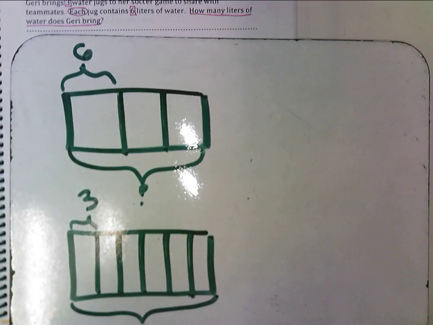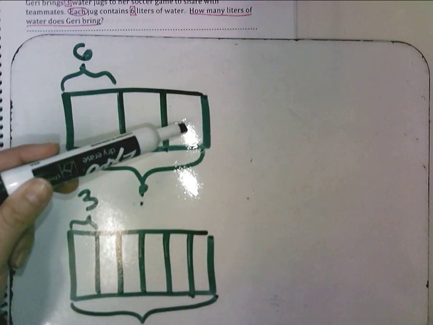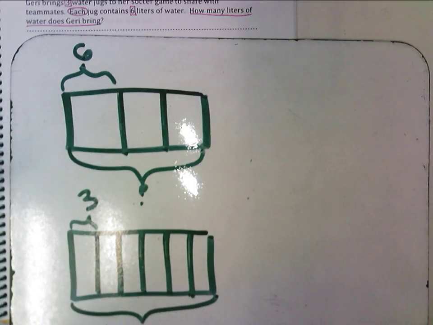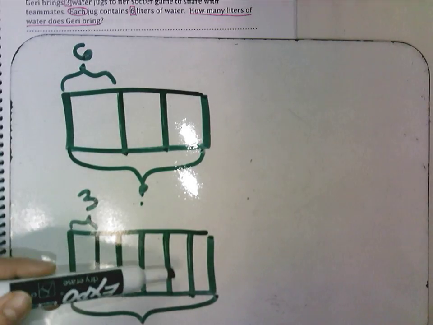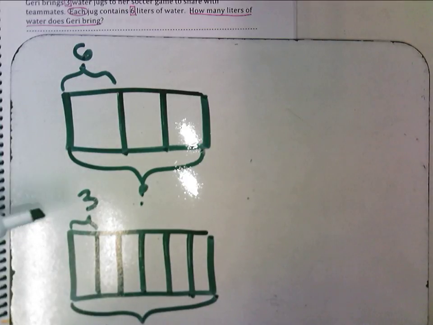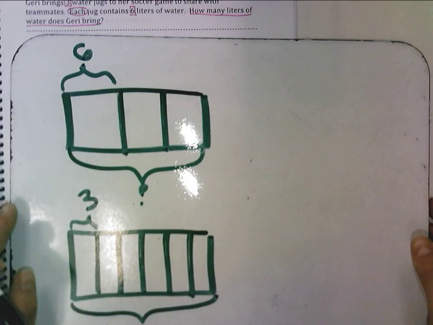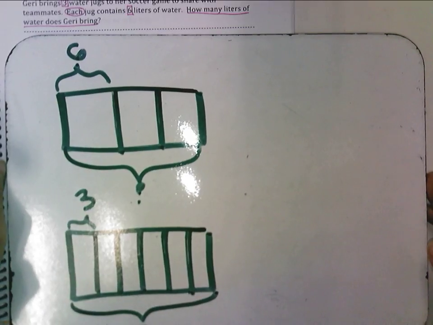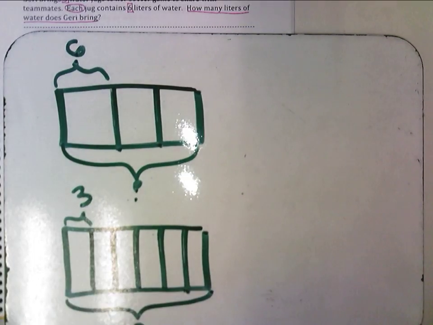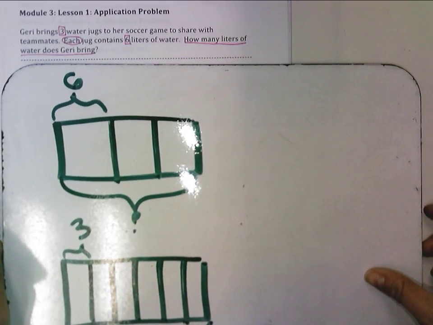I'll give you a minute to draw that now. Your first tape diagram at the top has 3 boxes. Our small bracket has the number 6. Our large bracket has the question mark. Our bottom tape diagram has 1, 2, 3, 4, 5, 6 boxes. Our small bracket has the 3, and our large bracket again has a question mark. Give you a minute to draw those on your whiteboard, and then we'll relate these tape diagrams to our application problem.